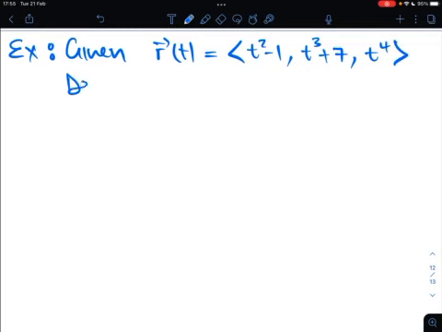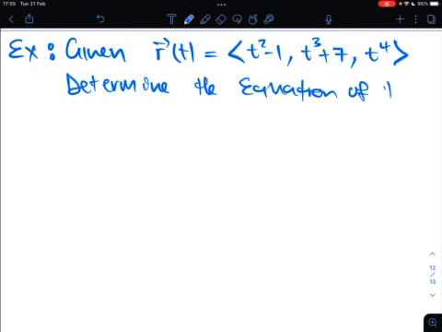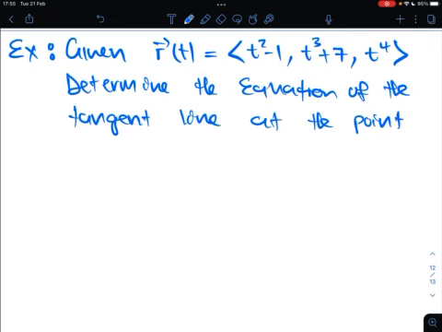determine the equation of the tangent line at the point (0, 8, 1). You see, you can be given r of t equal to that, and asked to determine the equation of the tangent line at this particular point. So how will we solve for that?